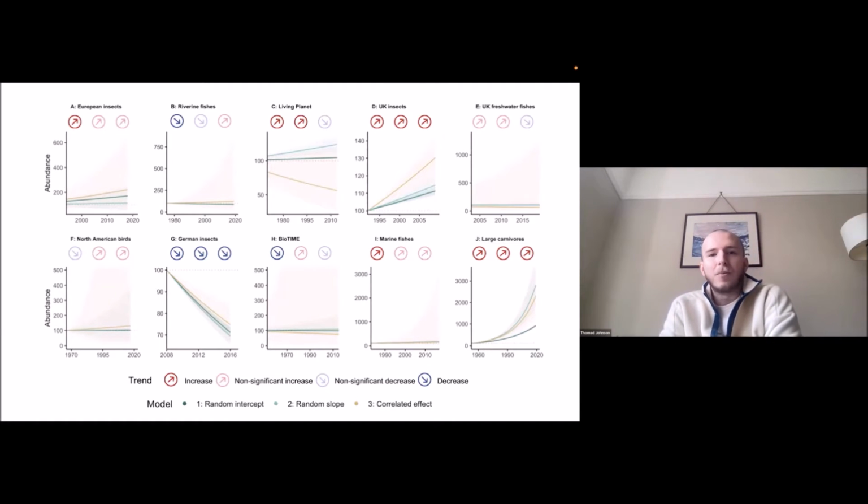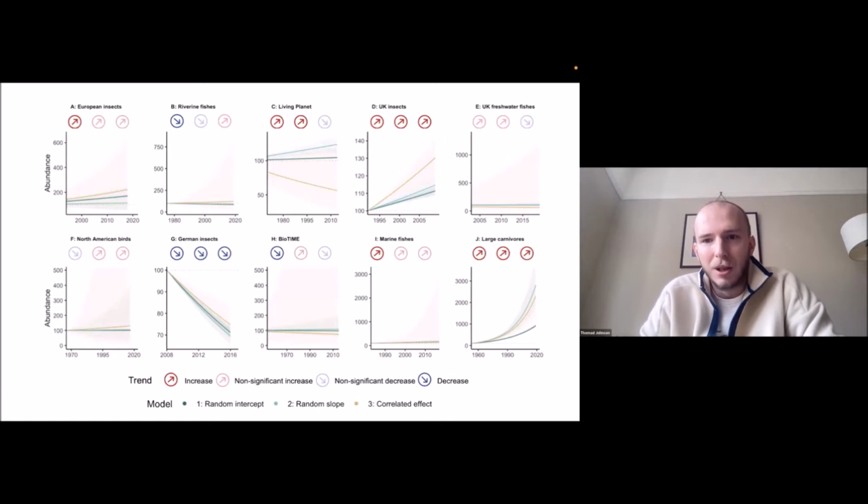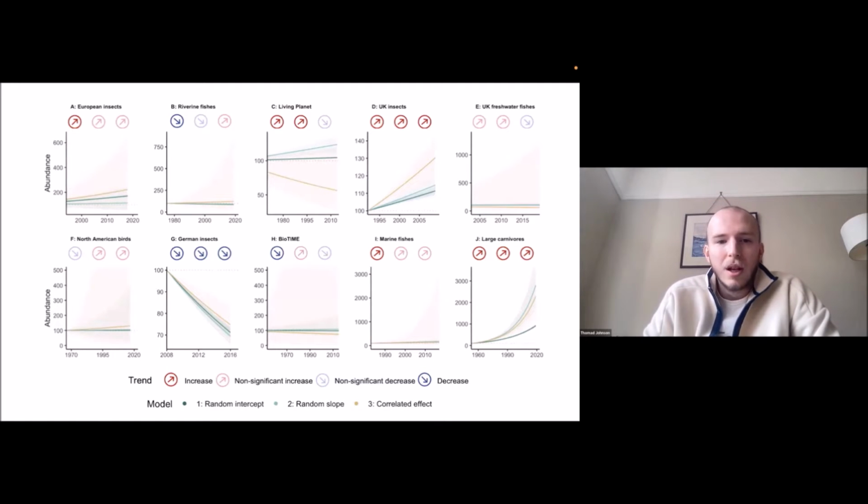And there's some really important features in this. So firstly, it's evident as you move from the random intercept through to the correlated effect model that uncertainty increases. It doesn't just increase a bit, though, it explodes. For instance, the random intercept model underestimates uncertainty by about 40-fold relative to the correlated effect model. The random slope underestimates uncertainty about 3 or 4-fold relative to the correlated effect model. So we're talking really substantial underestimates of uncertainty.